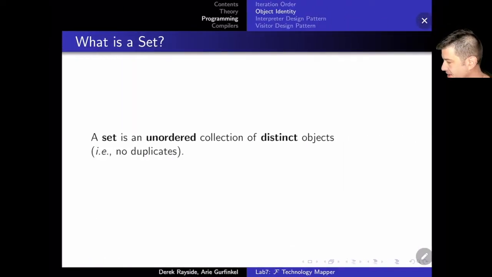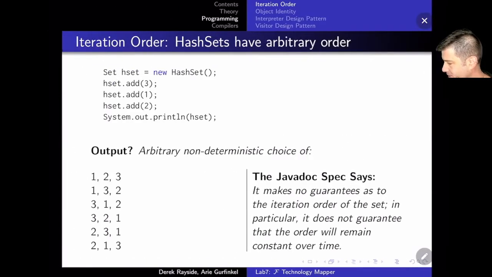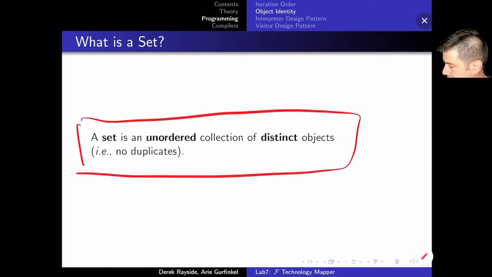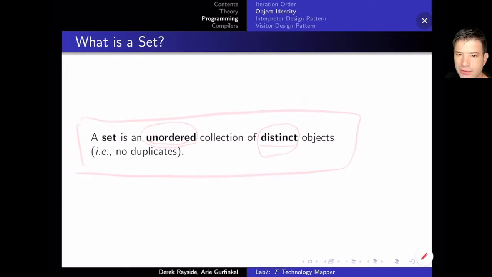Okay, so we know what a set is. So this was iteration order. We're going to get back to it if we still care about insertion order. So the next thing is we need to talk a little bit about object identity. So we have a notion of a set, which we all know about, right? It's an unordered collection of distinct objects. Unordered is easy, meaning we don't put any order. Distinct is hard. Distinct means different, and the question is what the notion of different is.